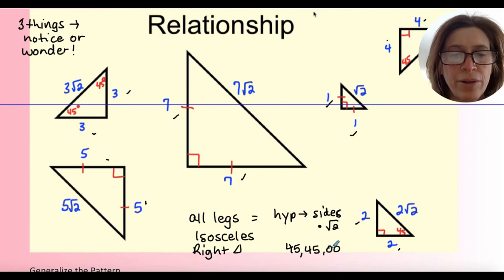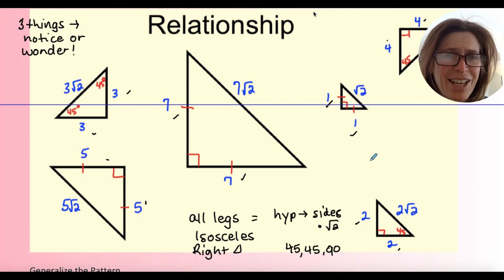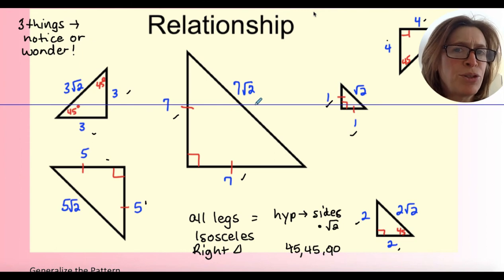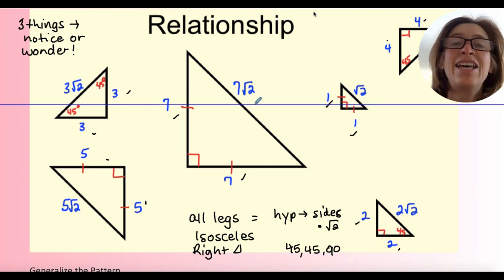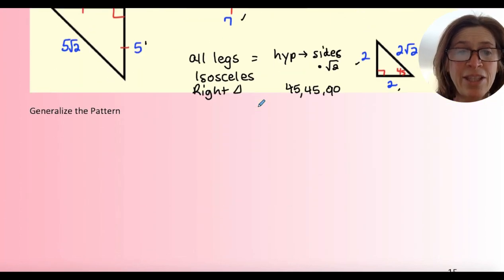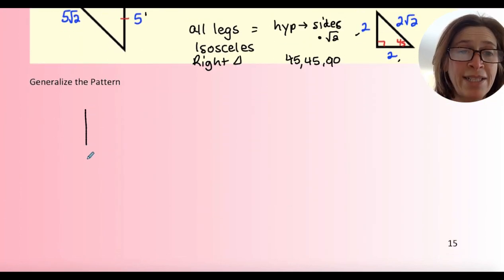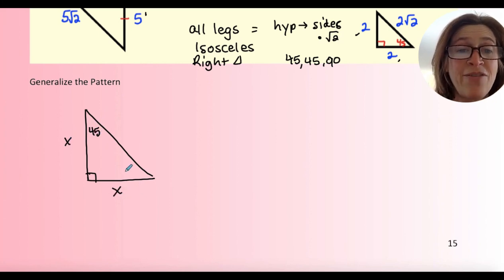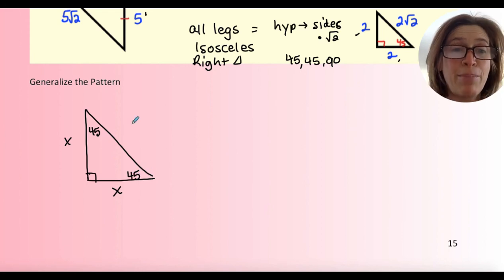Maybe you wondered if in every right triangle that was isosceles, if you knew the sides, then you could just multiply by root 2 to get the hypotenuse. Well, that's actually the relationship that I wanted you to see. If I generalize in an isosceles right triangle, if the sides are x and x, again, it's a 45, 45, 90 triangle, then the hypotenuse's length would be x root 2.